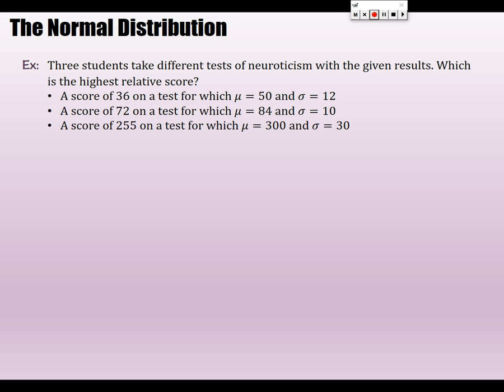This is a test you maybe don't want to score high on. And there are 3 different tests for this. Which one did you score the highest relative score on? Notice you don't even have to have probabilities to answer this question. A bigger number is higher, exactly. We're asking which one did you get the highest relative score on?